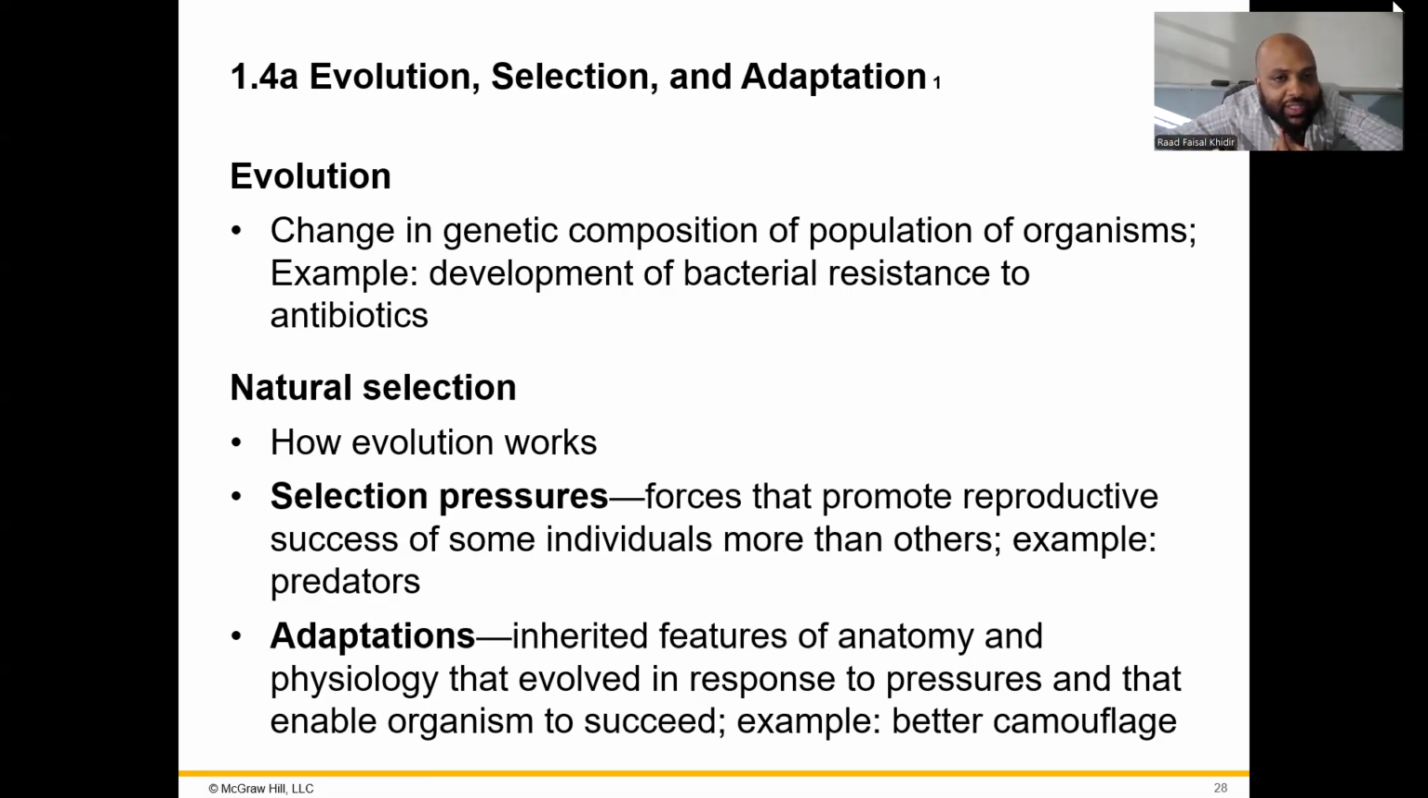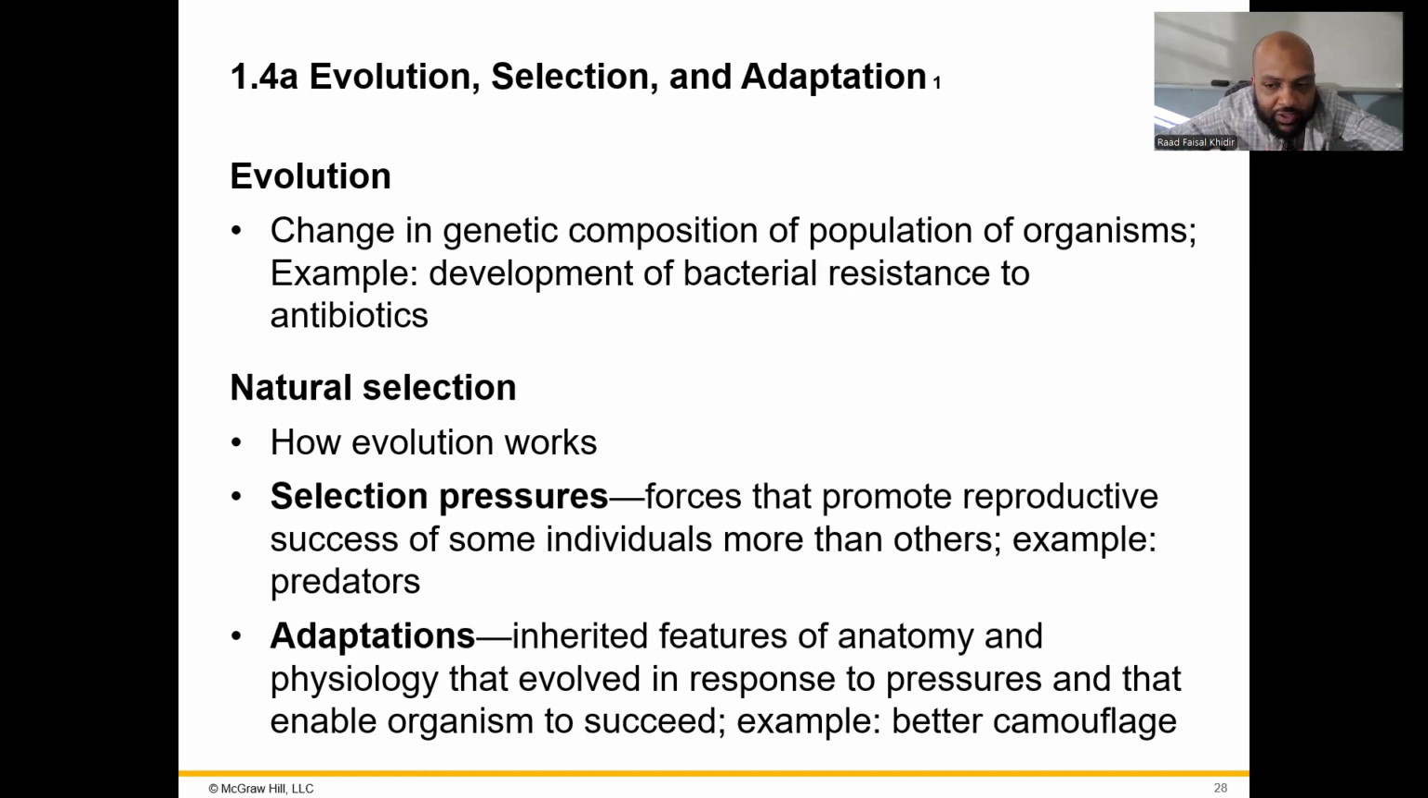Then there is natural selection. Natural selection explains how evolution works. So evolution takes place by a vehicle. The vehicle that makes evolution happen is natural selection. So natural selection is how evolution works. Selection pressures are the forces that promote reproductive success of some individuals more than others. And for example, the predators.